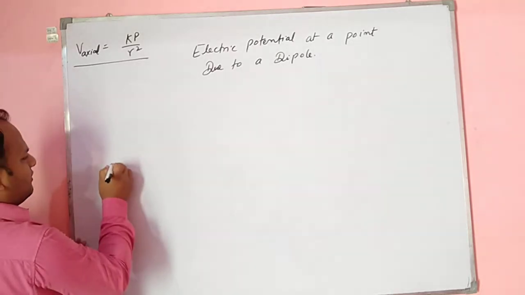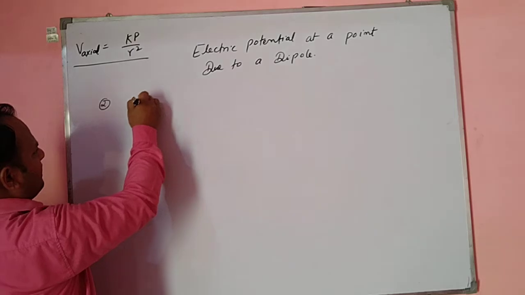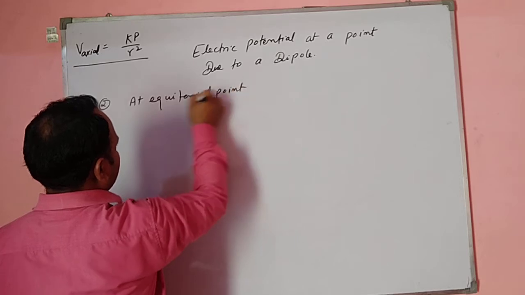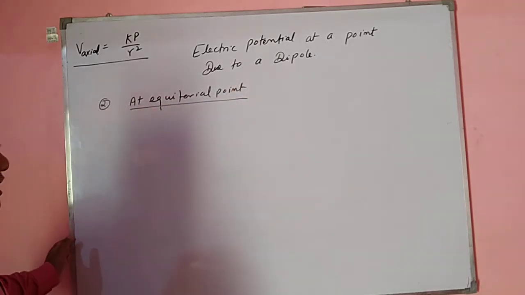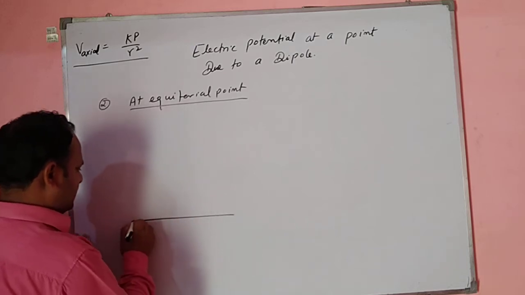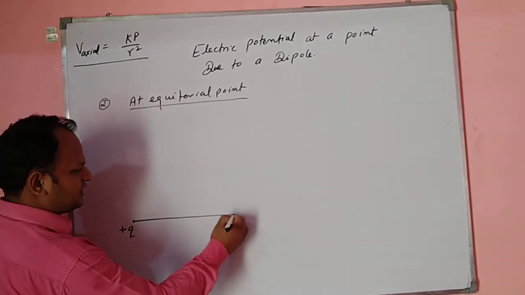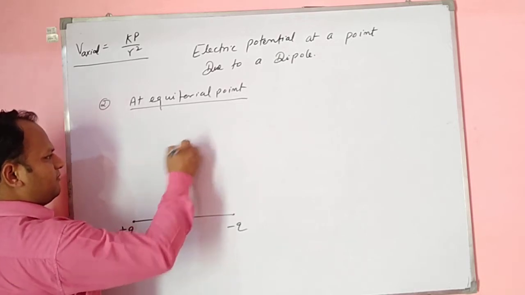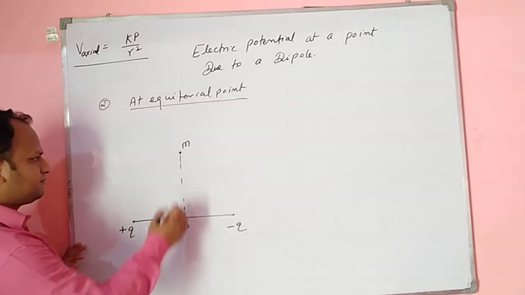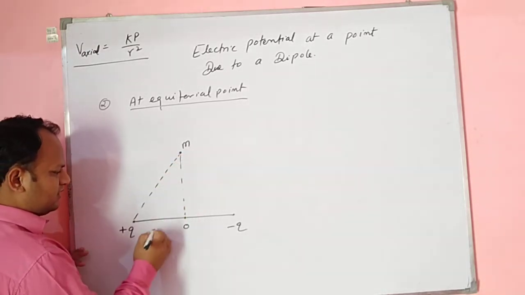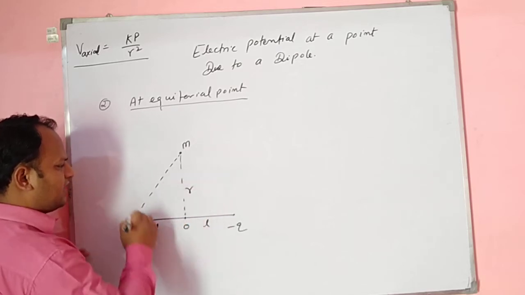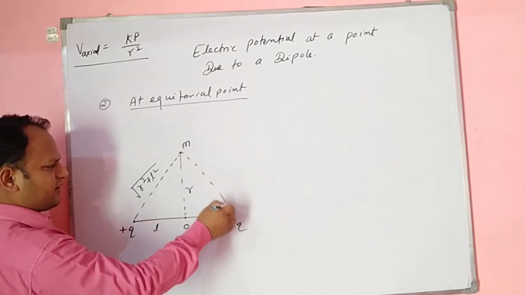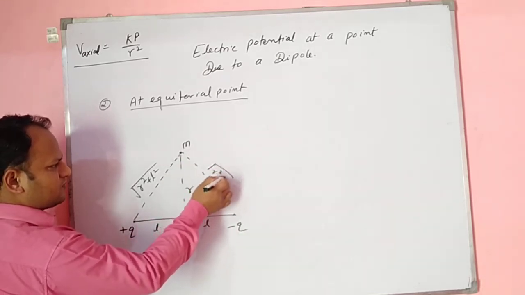Now, second case, at equatorial point. Again, we have this positive charge, this negative charge, the center of the dipole, and here's the point M where I want to calculate the potential. This distance is l, this is r, so the distance is of course under root r square plus l square, and similarly over here, this is going to be under root r square plus l square.